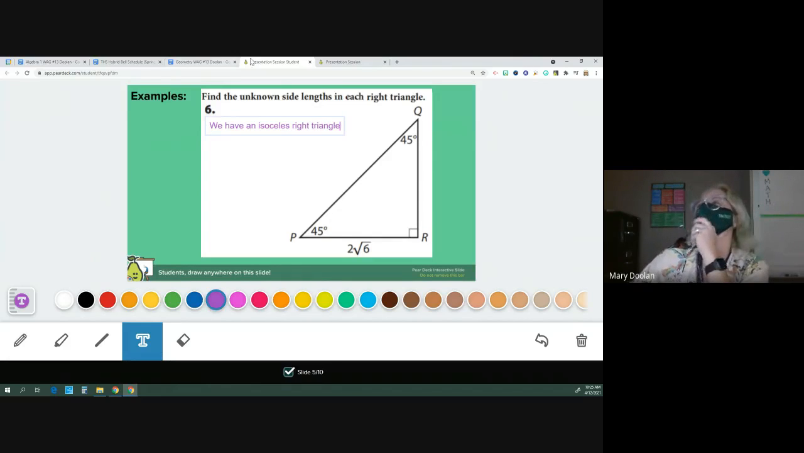I spelled that right. Isosceles right triangle. I'm going to check. I don't always trust my own writing skills. Okay, so we do have an isosceles right triangle.